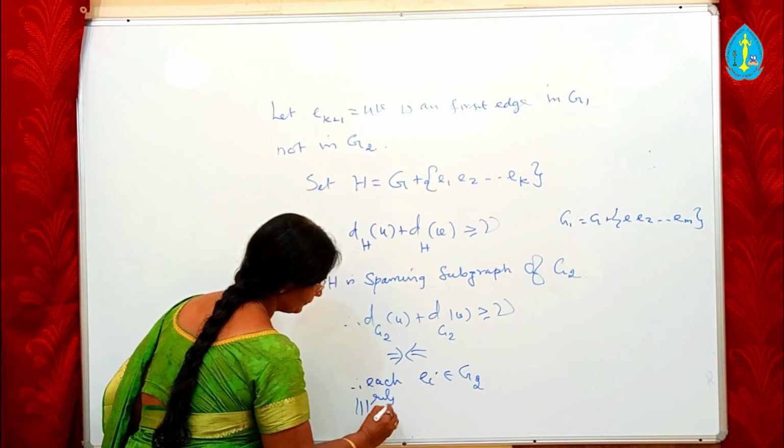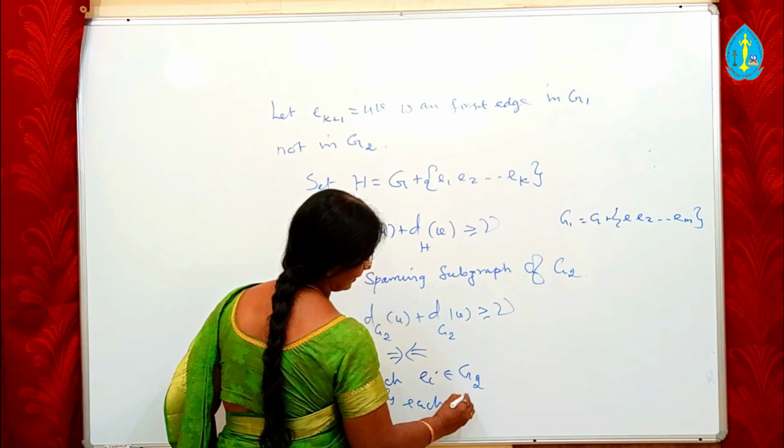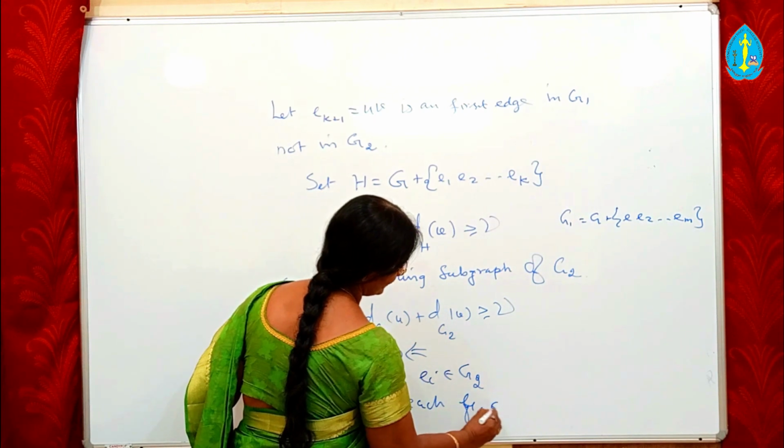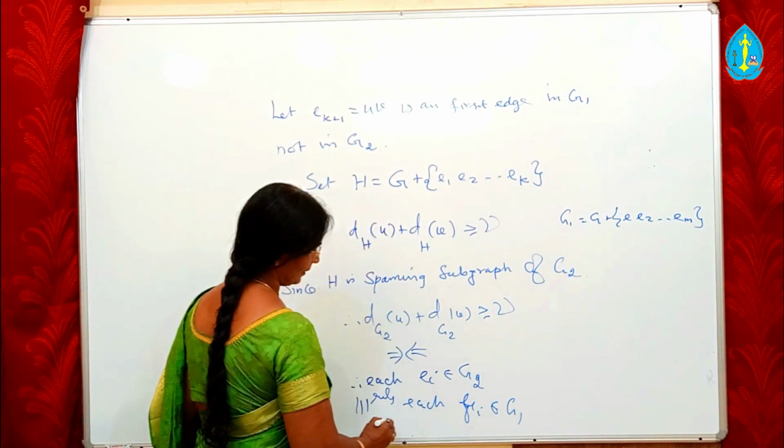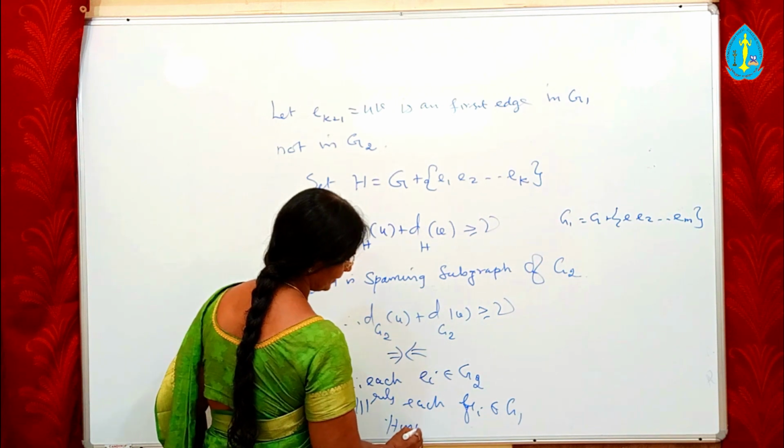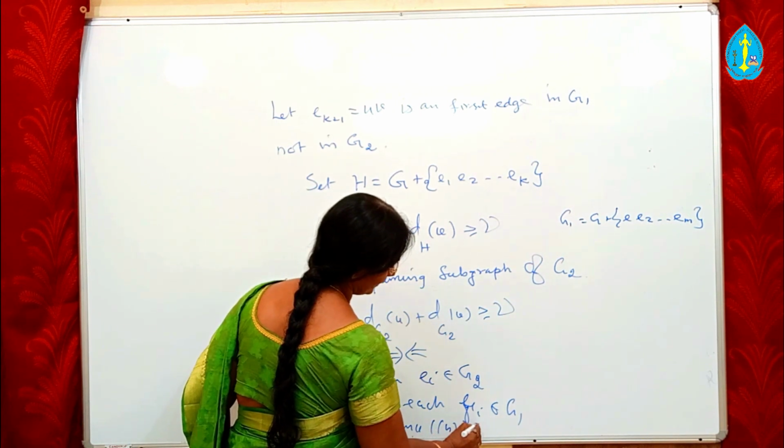Similarly, each Fi belongs to G1. Hence C of G is well defined.